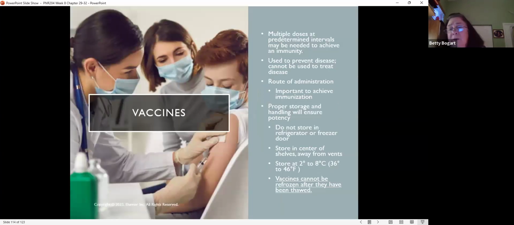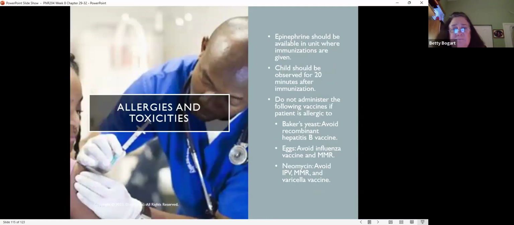Vaccines, babies are given them at 2, 4, 6 months. We're giving 3, 4 at a time, right? We know that vaccines prevent diseases. We know some are oral, some are IM, some are sub-Q. Again, as nurses, we need to know: are they room temperature? Do we need to keep them in the refrigerator? All of these things we need to know, so that if we're giving an immunization, we know we're giving it accurately.